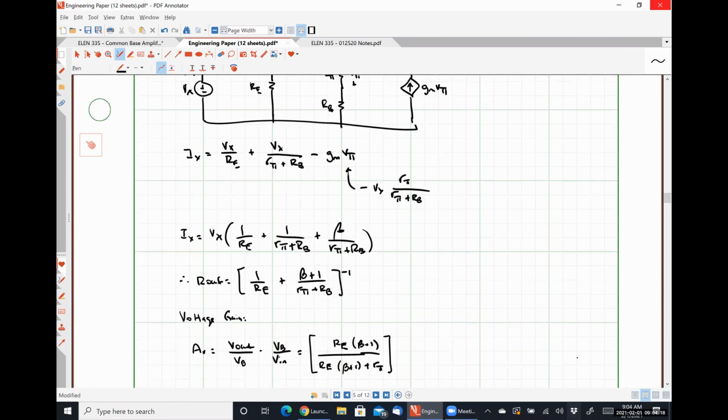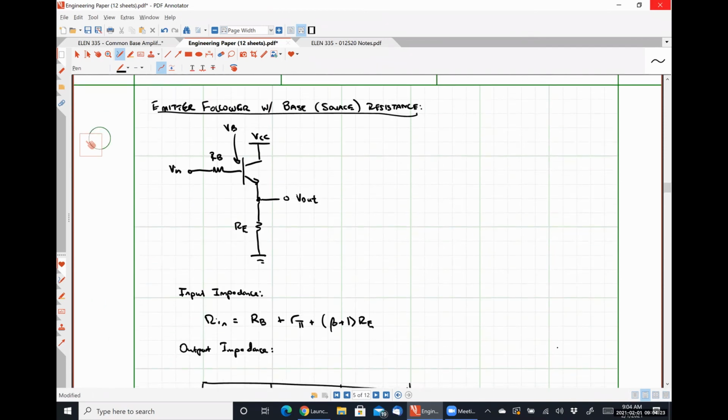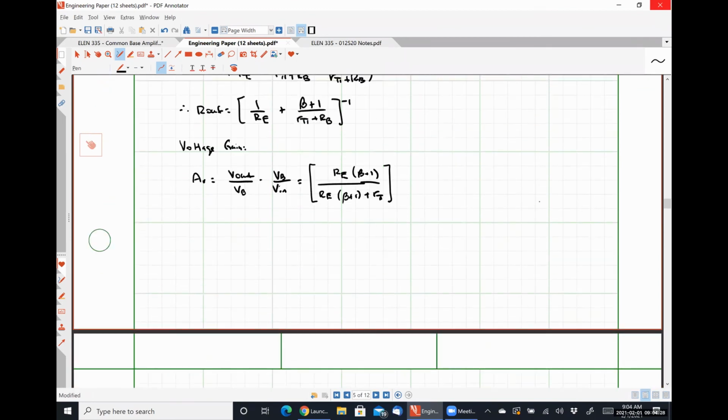So now, we're going to use voltage division, okay? So what's going on here? I got room to do it right here. So here's my input signal.